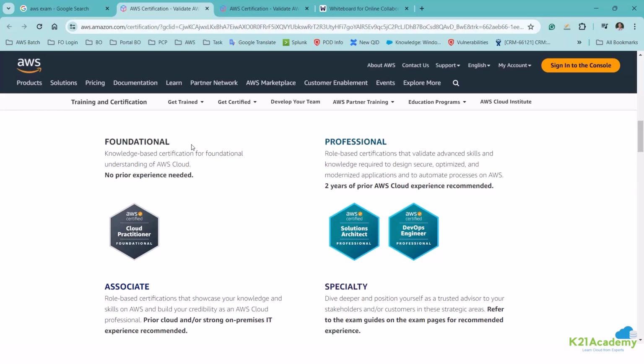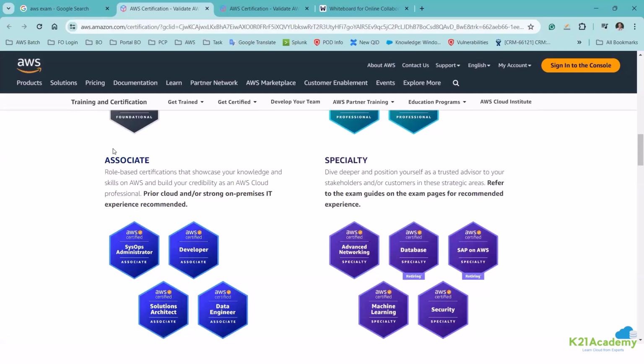Now, what exactly is the Cloud Practitioner? Cloud Practitioner is very, very basic information about AWS. It also covers the basic foundational services of AWS. Very basic information you will get in the Cloud Practitioner foundation. And then here you can start the next level, that's the associate.